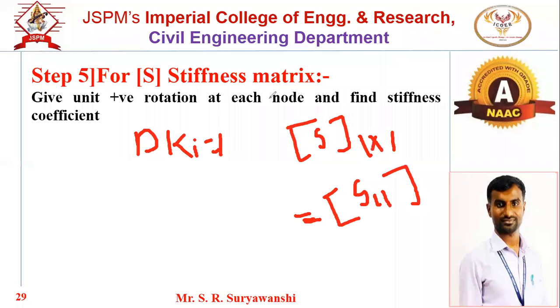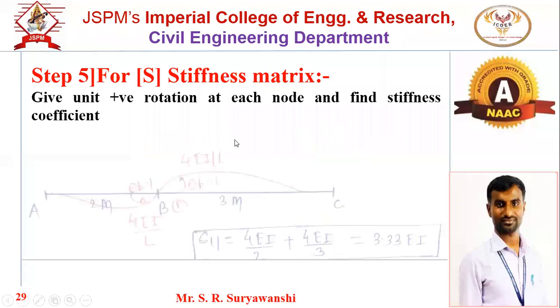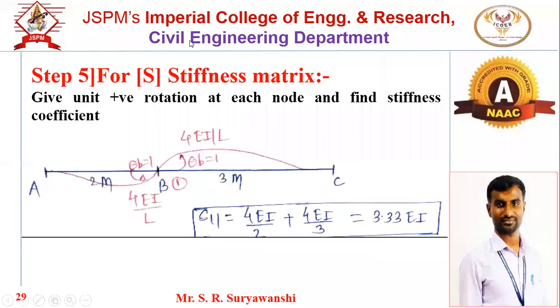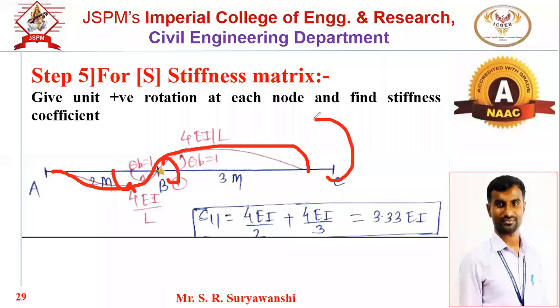So give the unit positive rotation. How to give the rotation? Here at point B, this is the node 1 we are having. Give the unit positive rotation, meaning anti-clockwise rotation. Why anti-clockwise? See, this is anti-clockwise. If you see that rotation, it is anti-clockwise.